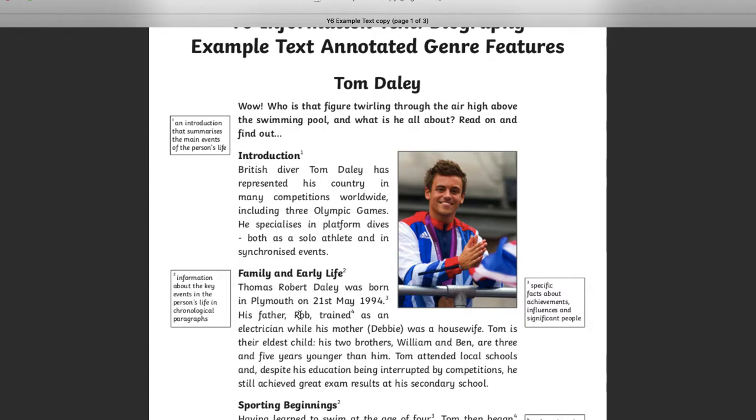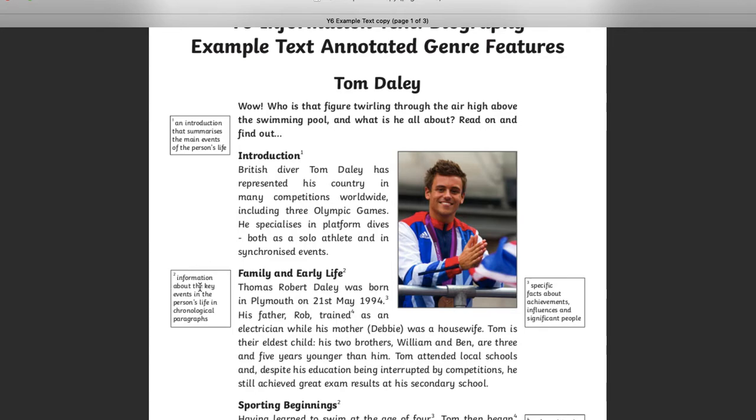Number one, the first thing that you see is the introduction. An introduction that summarizes the main events of the person's life. In the introduction section, we summarize all of the things that he has done. Here, one of the summaries is the 3 gold medals, the 3 Olympic medals that he got during the Olympics.